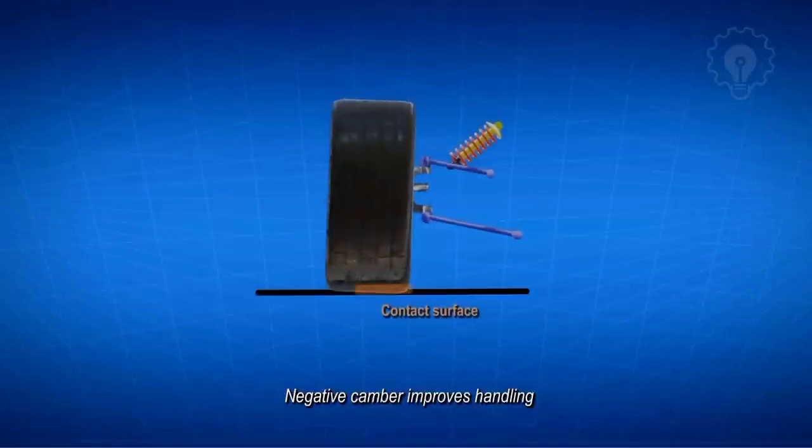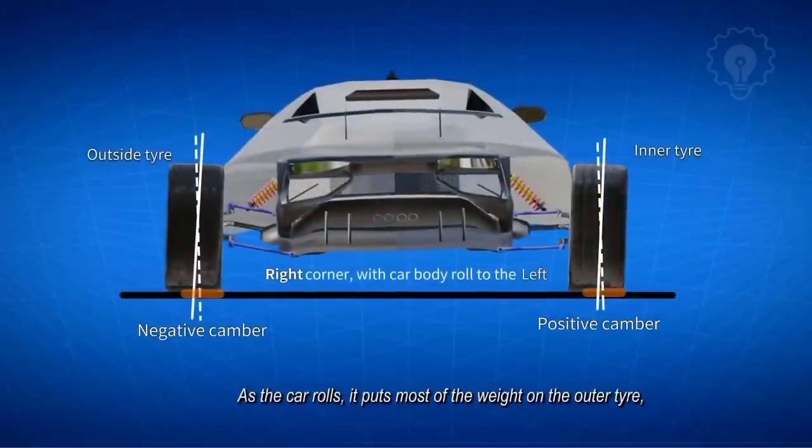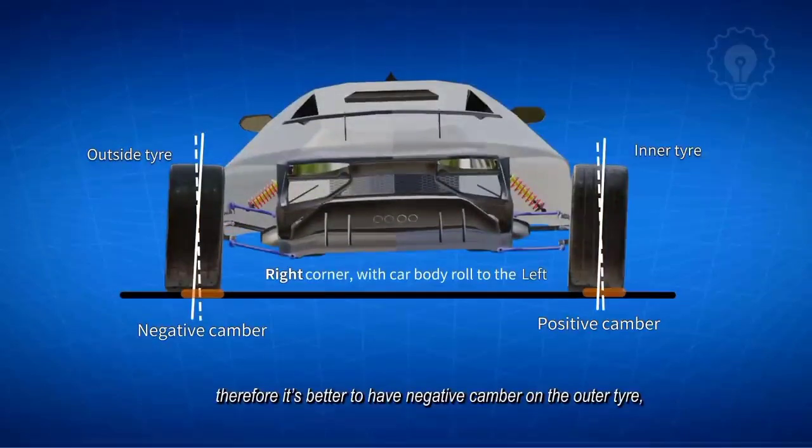Negative camber improves handling by keeping better contact of the tire with the road while the car rolls. As the car rolls, it puts most of the weight on the outer tire, therefore it's better to have negative camber on the outer tire to ensure the tire's contact patch is evenly loaded.